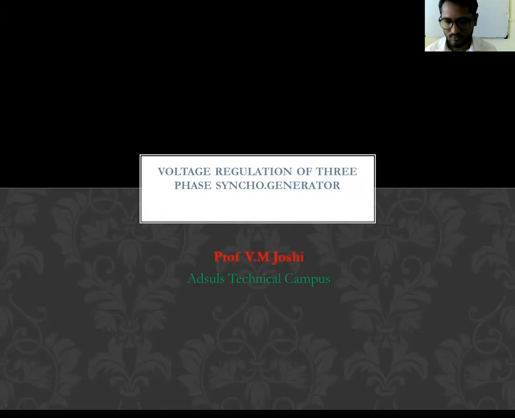And the formula for the voltage regulation is: percent voltage regulation equals (E0 minus V) upon V, into 100. Here the capital E0 is the terminal voltage when the load is thrown off, and capital V is the terminal voltage under the loaded condition.